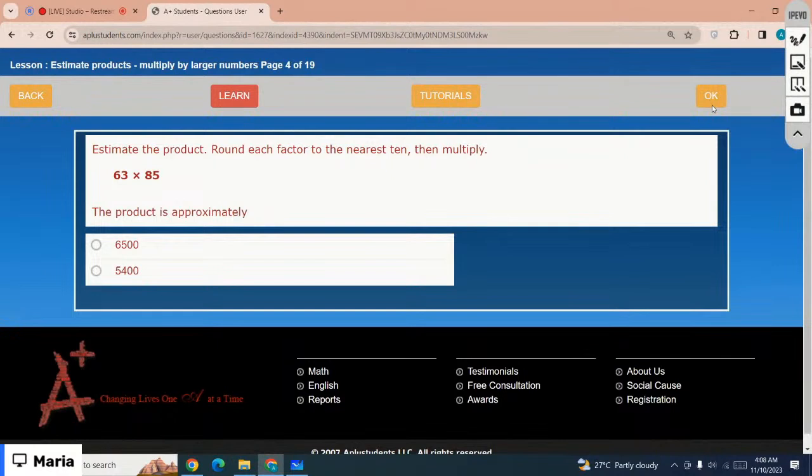Okay, the next one is 63 times 85. So which is the correct option? 63 is rounded off to 60 and 85 is rounded off to 90.